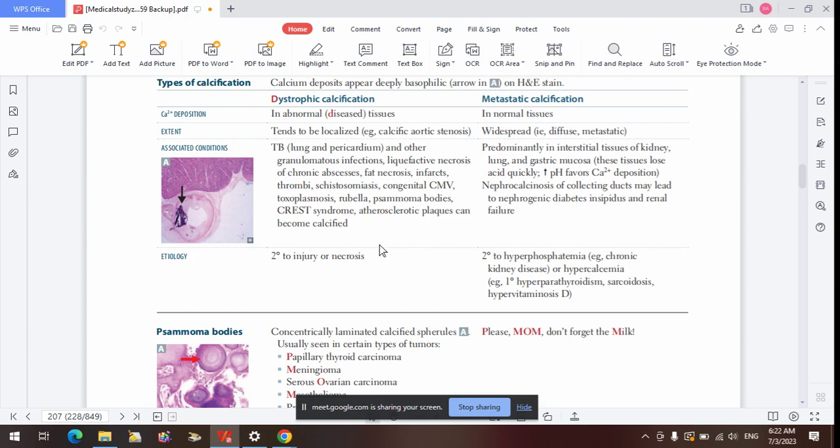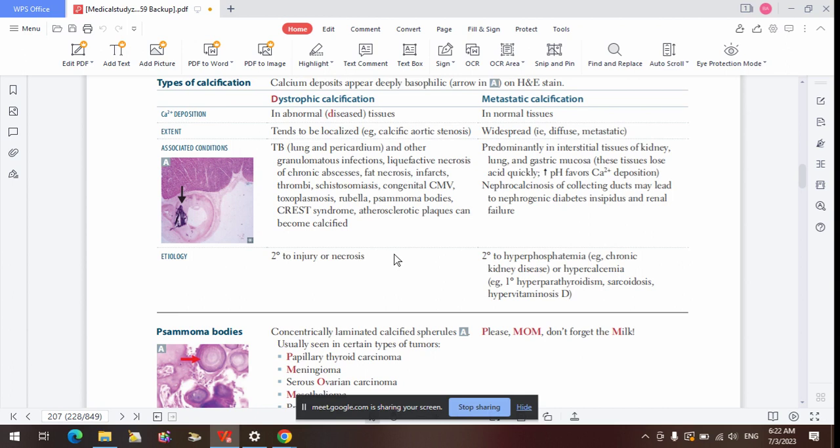So in dystrophic, the level of calcium is actually normal in the blood. It's just those diseased tissues that are attracting calcium. So when you see dystrophic calcification, you want to look at, okay, do we have any damage in this cell that can actually attract calcium?